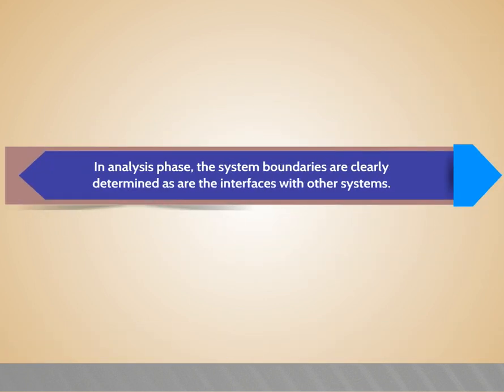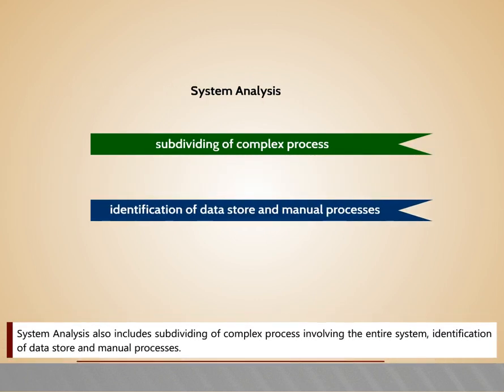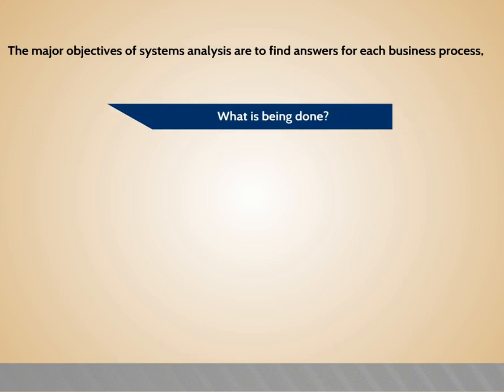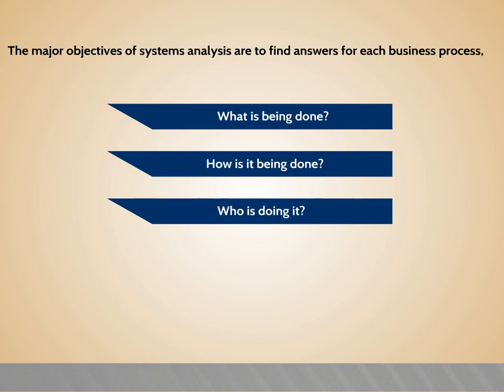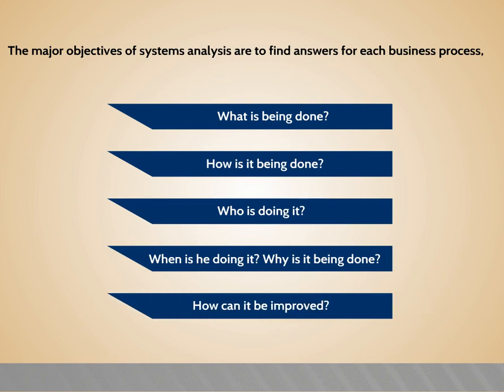In the analysis phase, the system boundaries are clearly determined as it interfaces with other systems. System analysis also includes subdividing complex processes involving the entire system, and identification of data stores and manual processes. The major objectives of system analysis are to find answers for each business process. What is being done? How is it being done? Who is doing it? When is he doing it? Why is it being done? How can it be improved?